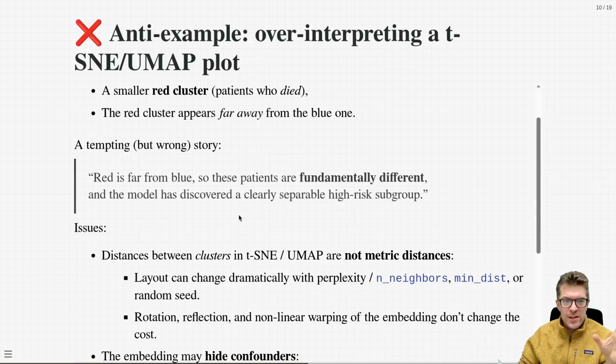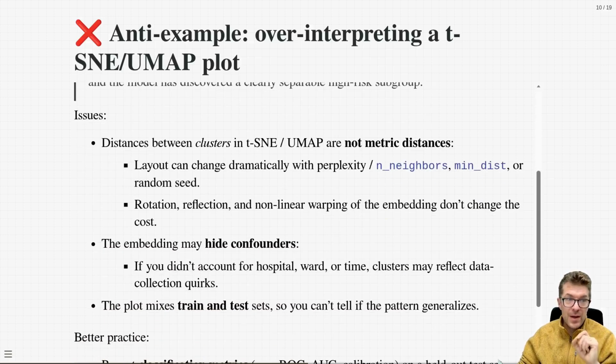They say, well, red is very far away from blue, so these patients are fundamentally different, and the model has discovered a clearly separable high-risk subgroup. So the issue here is that the distances between clusters in t-SNE, but also in UMAP, are not metric distances. This isn't a measure. There's no measure in these dimensions. The layout can change dramatically with the hyperparameters being changed or even the random seed.